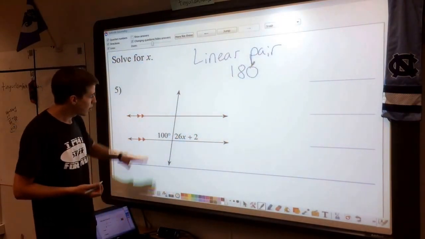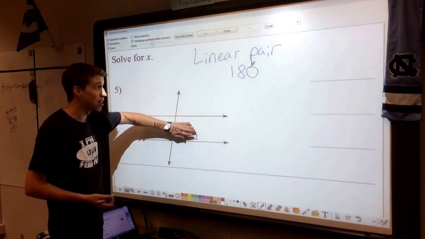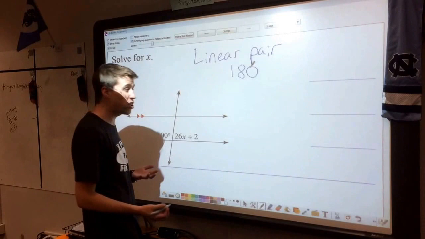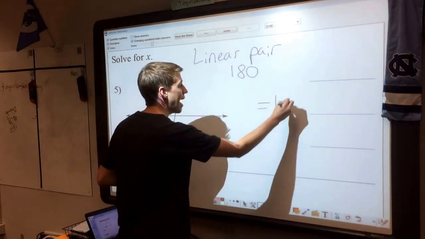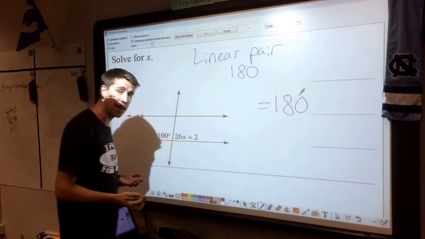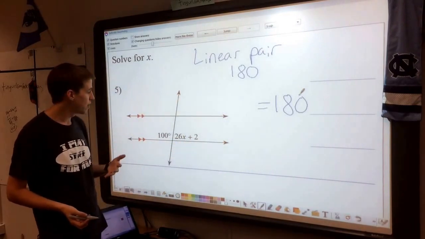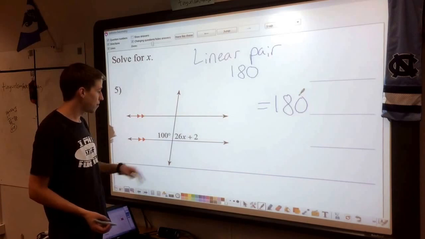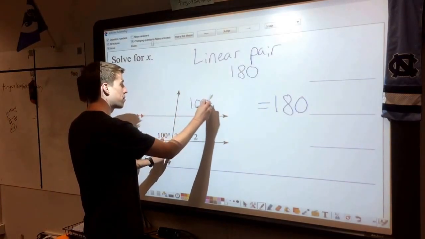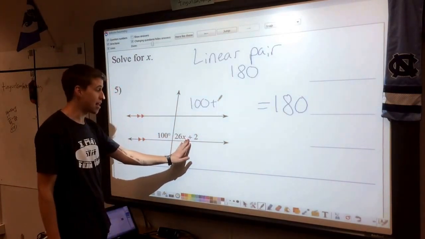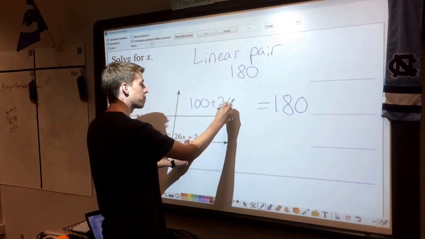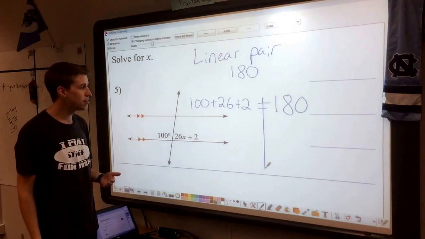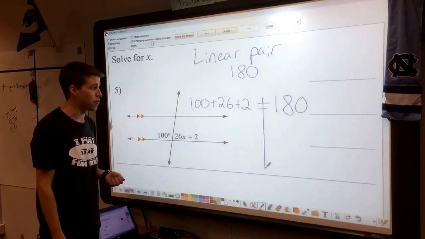So this time, this angle plus this angle have to equal 180. So our equation, our number sentence, will look a little different. We know they have to equal 180, so the 180 can go on one side all alone. And now this angle plus this angle have to add up to it. So we'll take the 100 plus the 26x plus 2. And now we know they have to equal 180. Go ahead and pause the video and see if you can solve it.